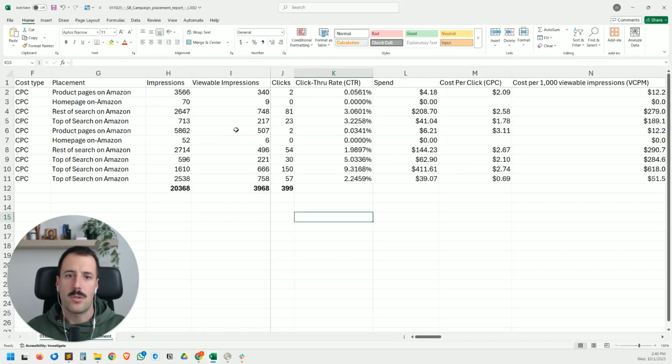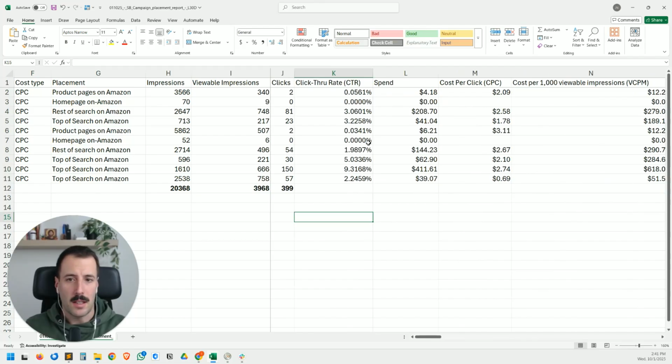So this report shows you the performance of your sponsor brand video ads, and it has a breakdown of performance on product pages, on home pages, rest of search, top of search, and so on. You have a number of metrics. We'll go through some of the most important ones.